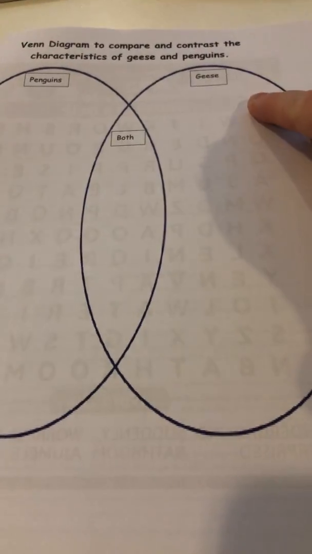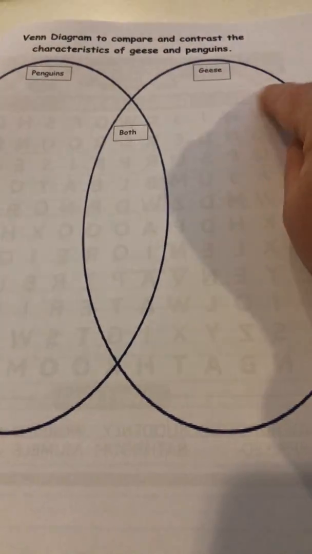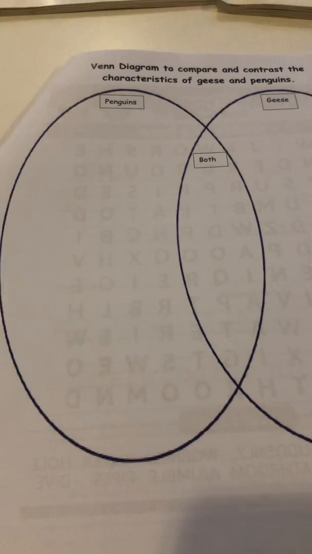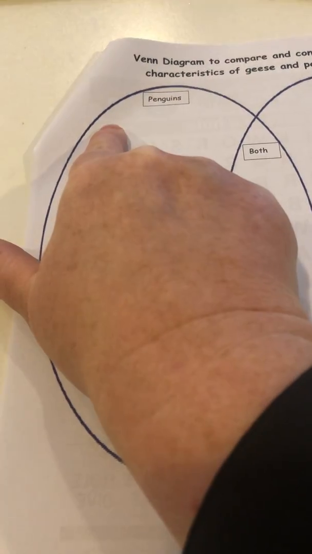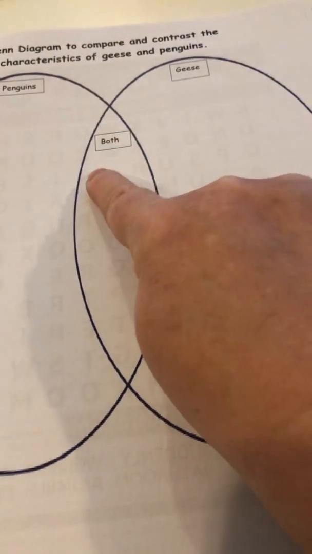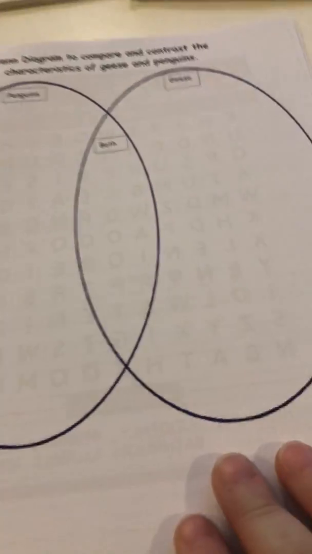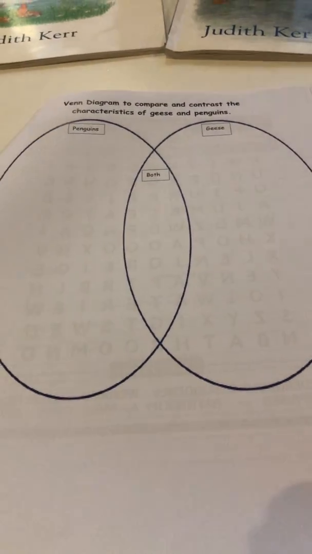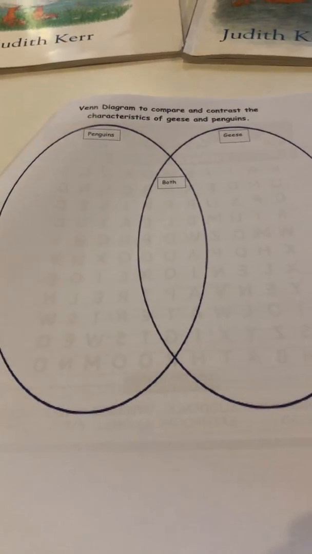Geese can fly, but penguins can't fly. So you could write here, geese can fly. Penguins only live in the southern hemisphere. So you could write here, perhaps only live in the southern hemisphere. But both of them are birds, so you could put birds in the middle there. See if you can give me a couple of examples so I can see that you've understood how Venn diagrams work and that you can relate some of your research to this question.